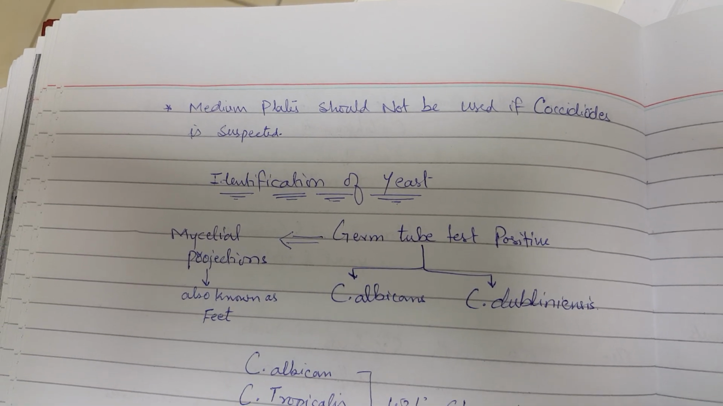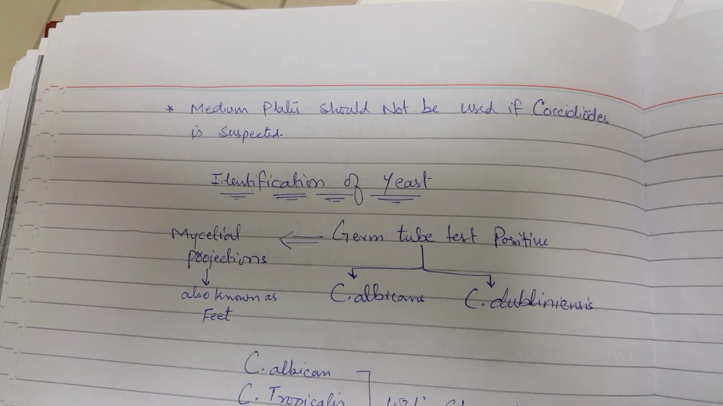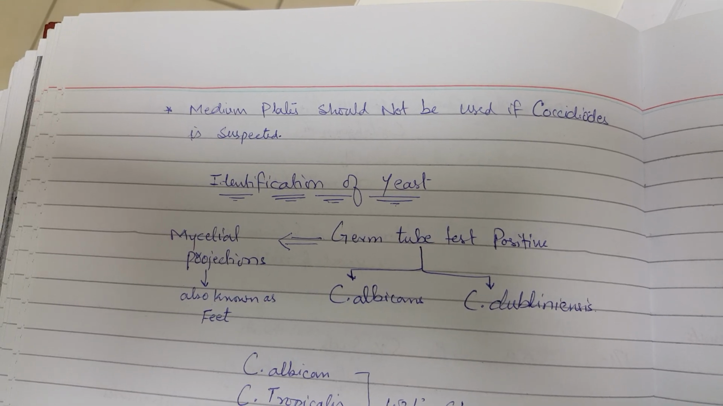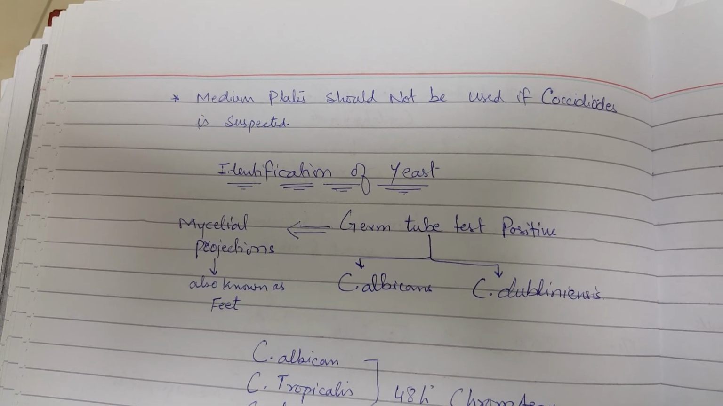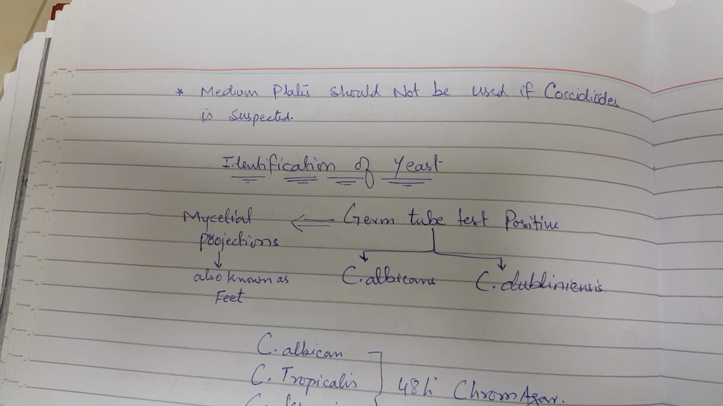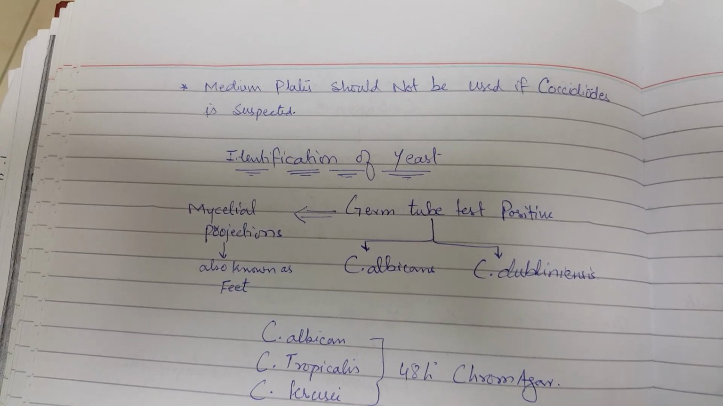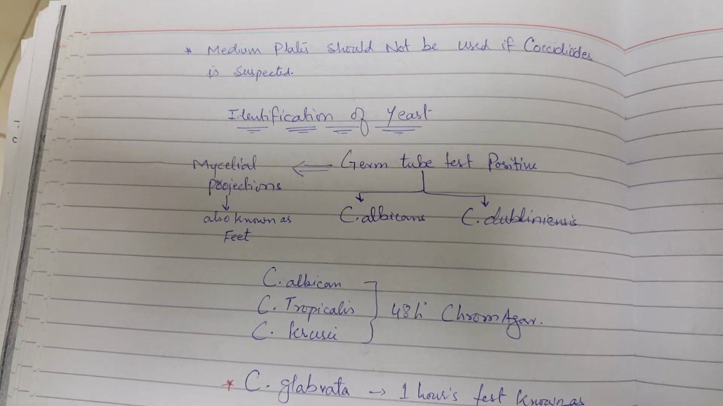If Coccidioides is suspected, the culture plating method is not used because it's very dangerous, because the organism is very contagious and can be inhaled through aerosol.